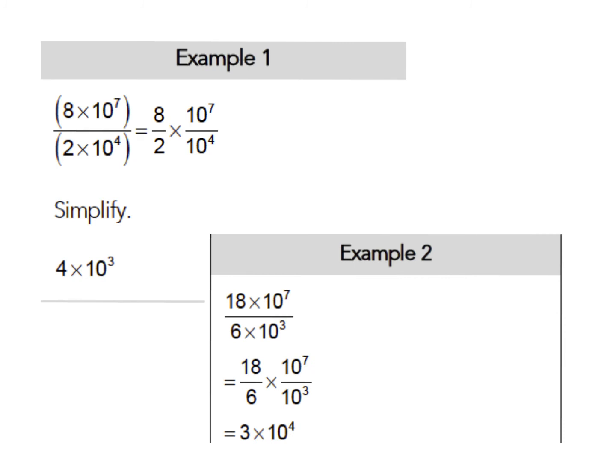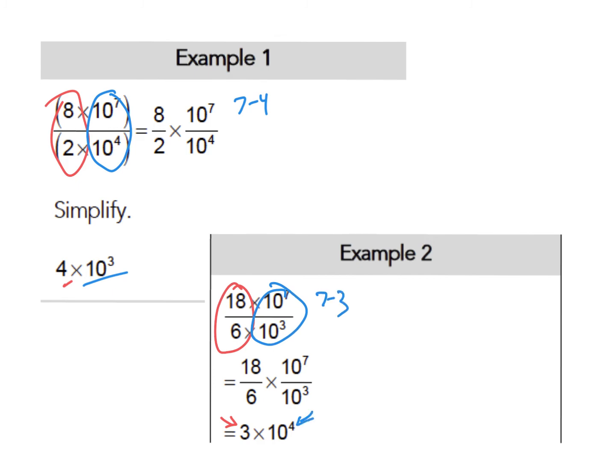So look at the first couple of examples here. We do 8 divided by 2 first, we get 4. Then we're going to do 10 to the 7th divided by 10 to the 4th. So 7 minus 4 gives us 10 to the 3rd. Same thing on our example 2. 18 divided by 6 gives us 3. And then 10 to the power of 7 divided by 10 to the power of 3. 7 minus 3 gives us 10 to the power of 4.